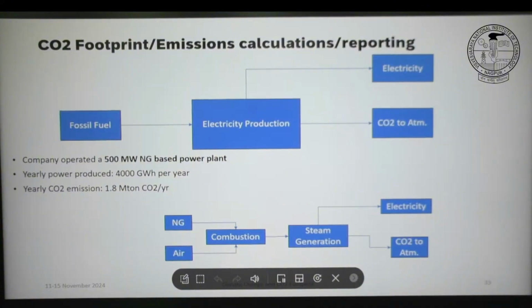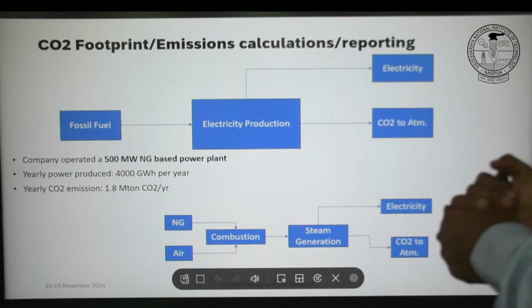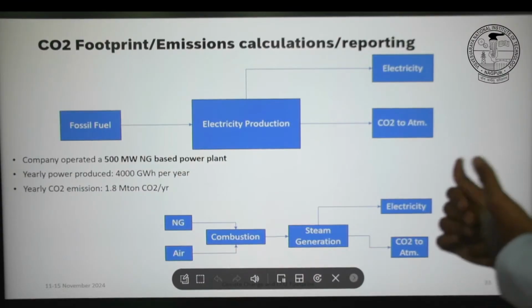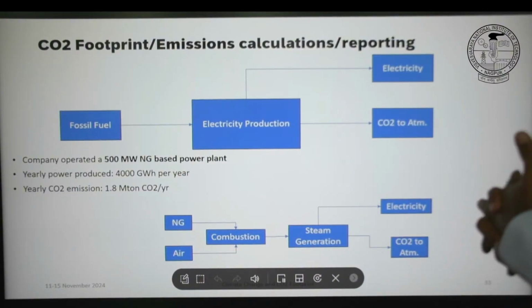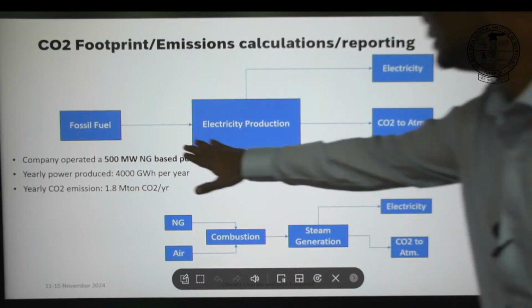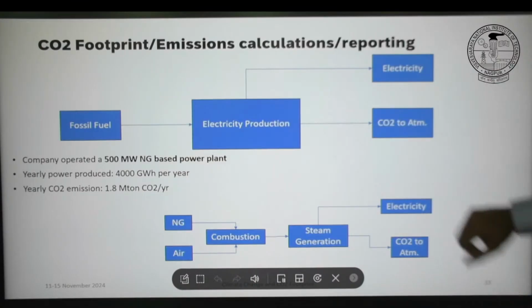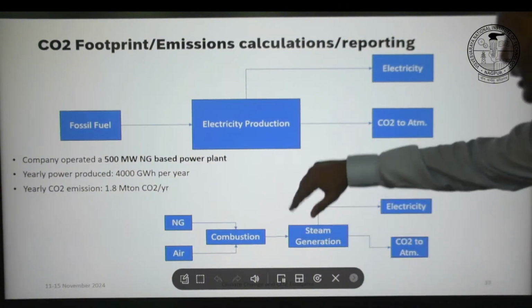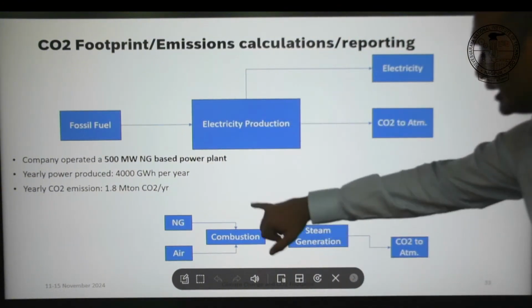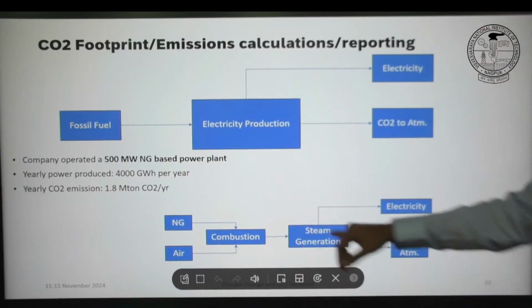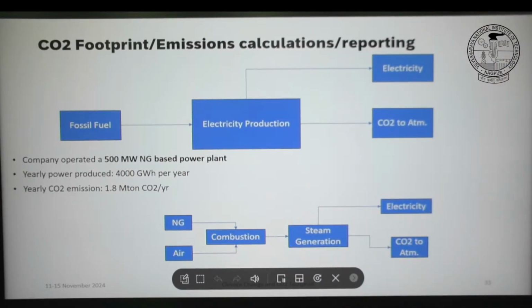Okay. Yeah, let's try to take the same example and do some calculations here. So you use your carbon intensive energy source, produce electricity, and then you release CO2 to the atmosphere. And that's similar if you have coal base, and if you go to natural gas, you take air, you burn it, you generate steam, and you produce electricity.